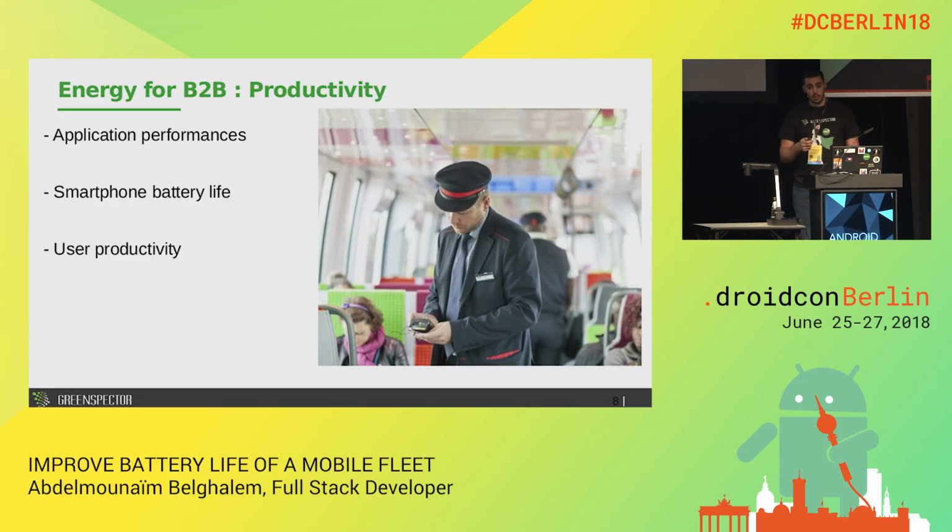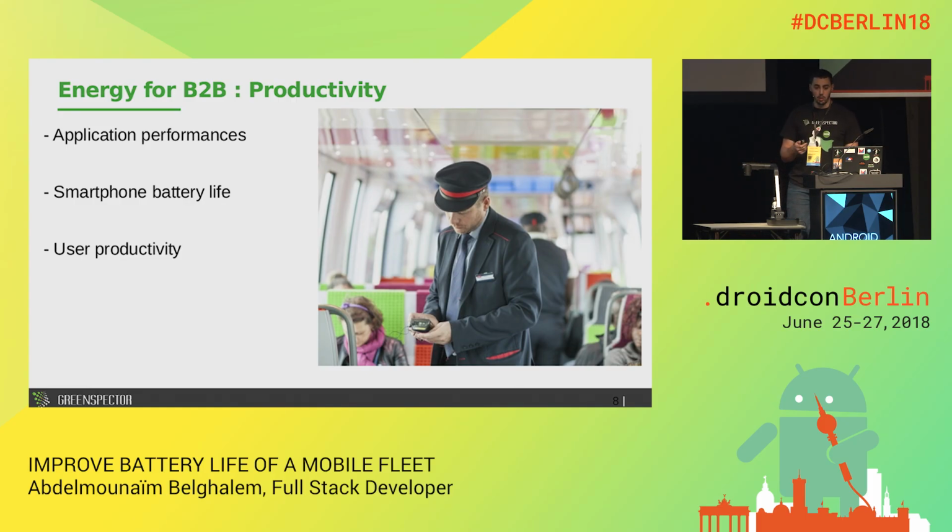In terms of B2B, it's exactly the same. User satisfaction is very important, but then again, there is one more point that is very important, which is productivity. In the B2B domain, your application will be used by workers during their work hours. So if you make an application that is not battery friendly and consumes a lot of energy, your application performance will be less important, and therefore the smartphone battery life will be shorter than the worker's hours.